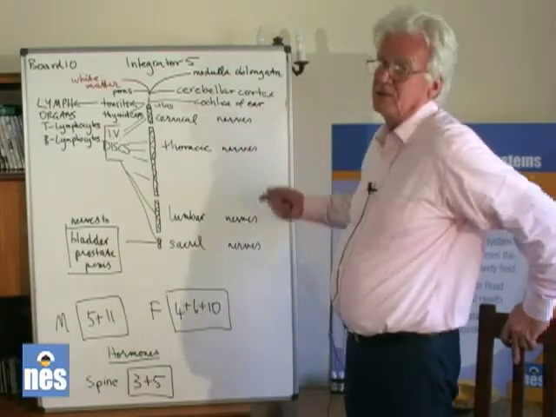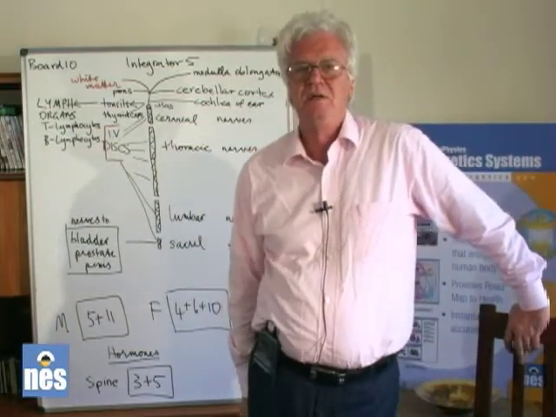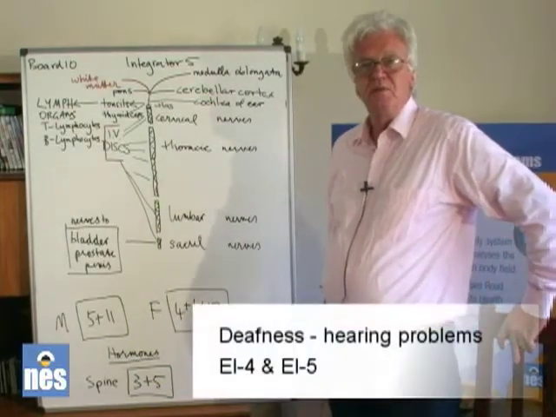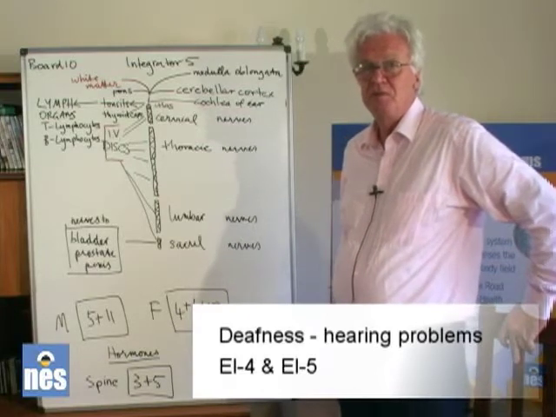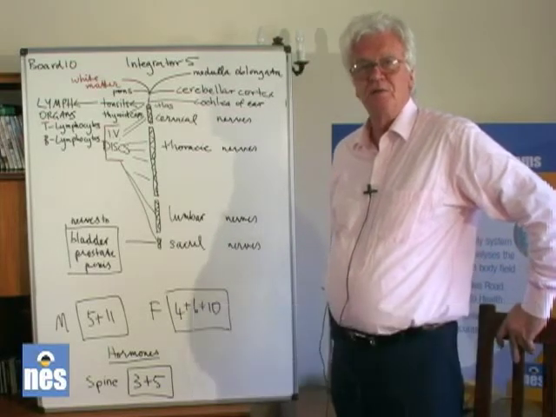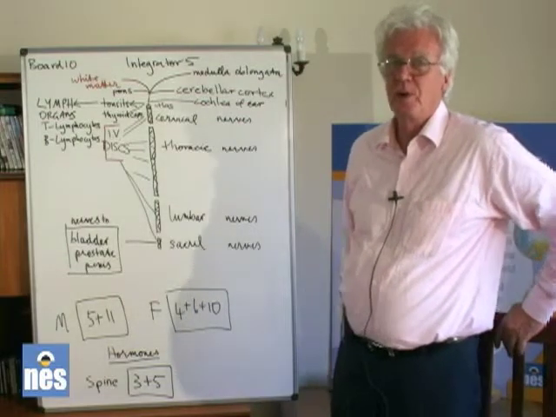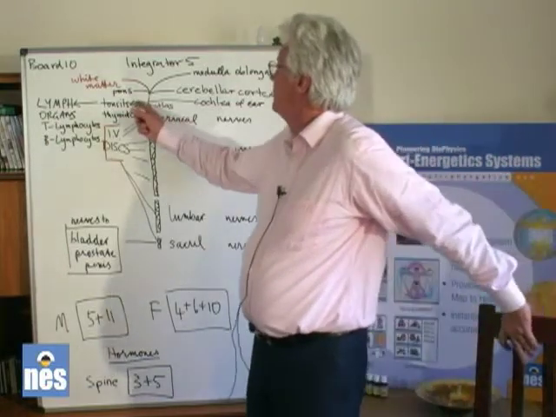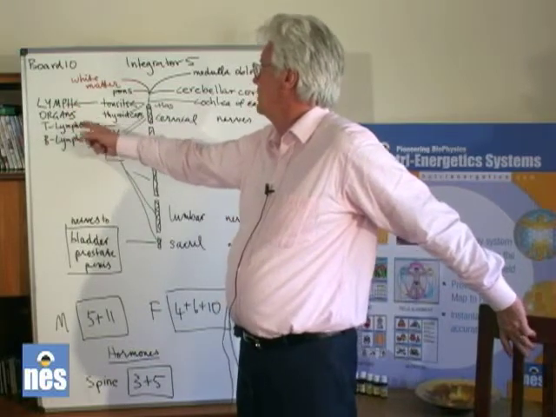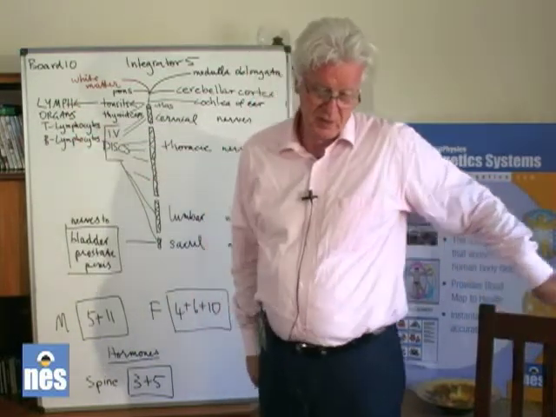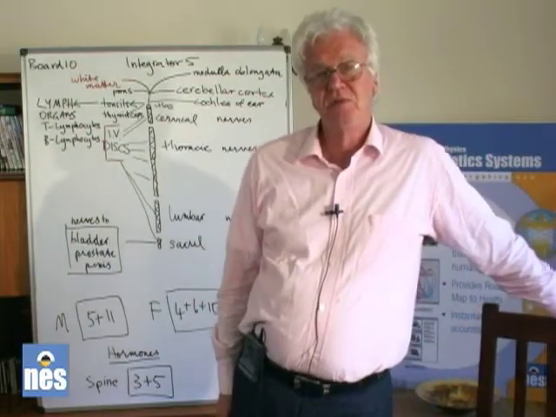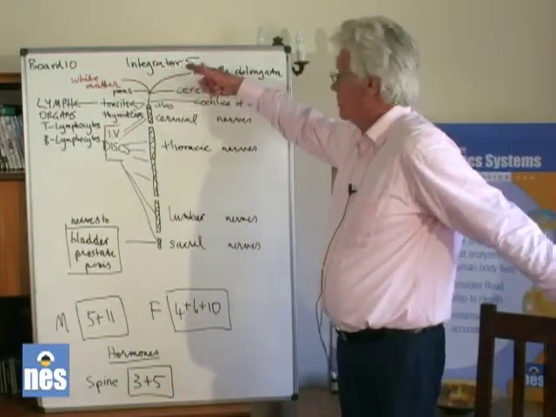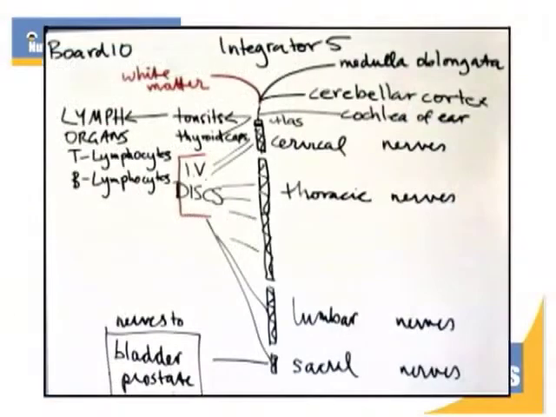Cochlea of the ear, that's generally regarded as the inner ear or chronic deafness. Again, deafness can be treated with integrator 4 and integrator 5. Very many meridians go there, so it's complicated and hard. Tonsils is an interesting clue because tonsils is lymphatic tissue, lymph of the organs. T lymphocytes and B lymphocytes both go in this category. So there's a very important hormonal factor here. So if you think about it, it's neural and hormonal in its effect, this integrator.